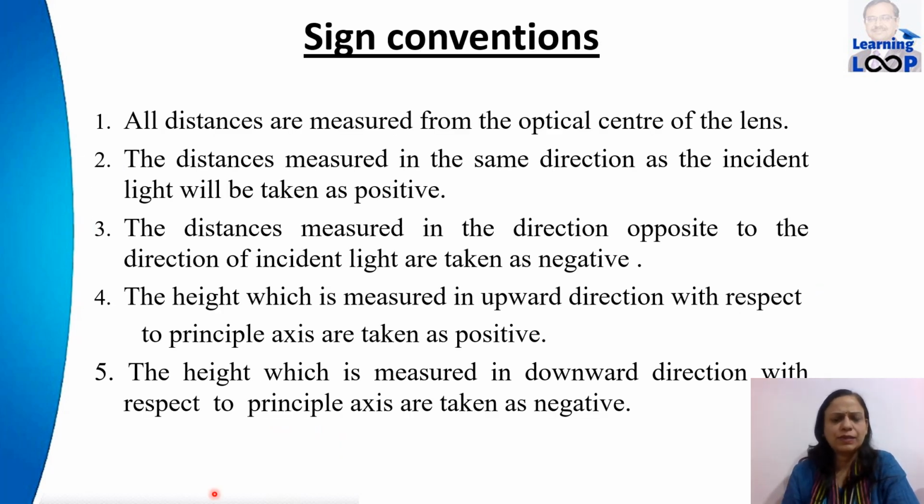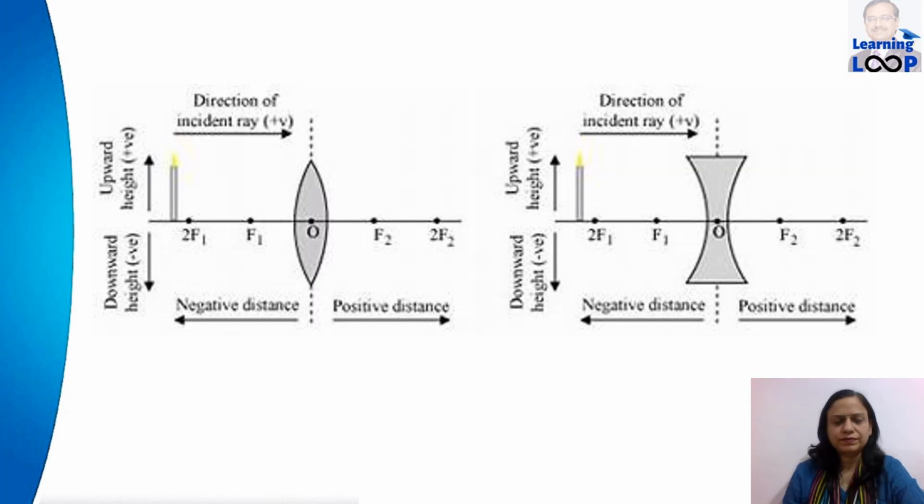Now a brief look at the sign conventions. They are almost similar to those of mirrors. All the distances are measured from the optical center in case of lenses. Distances measured in the direction in which the light travels are positive. Distances measured in the direction opposite to the direction of light are taken as negative. Above the principal axis, positive. Below the principal axis, negative. So these are the sign conventions. We can understand this with the help of these two figures.